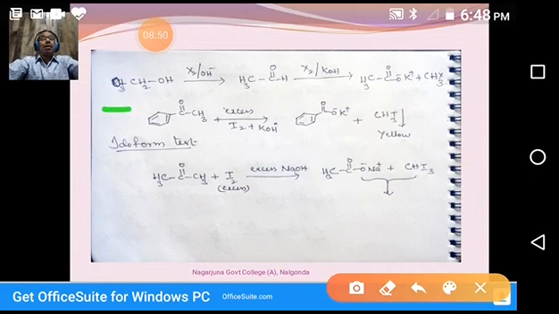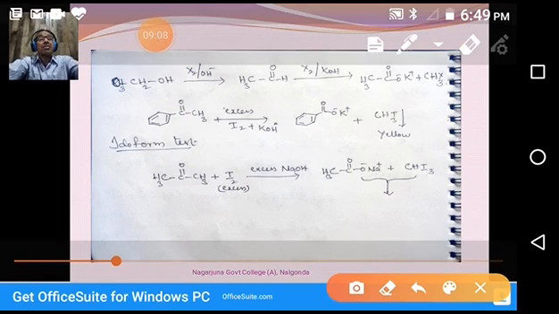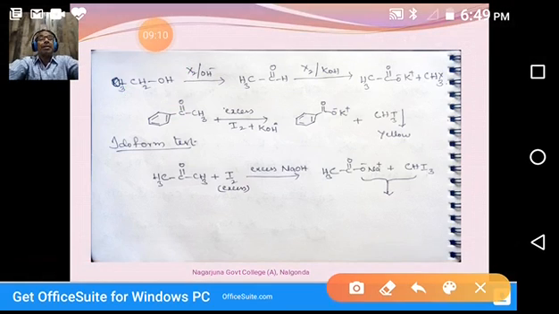This is ethyl alcohol. Just now I told you about potential methyl ketones. You see this CH2OH is there, which is attached to a CH3 group. It is called a potential methyl ketone. Why? Because on oxidation, it gives methyl ketones.